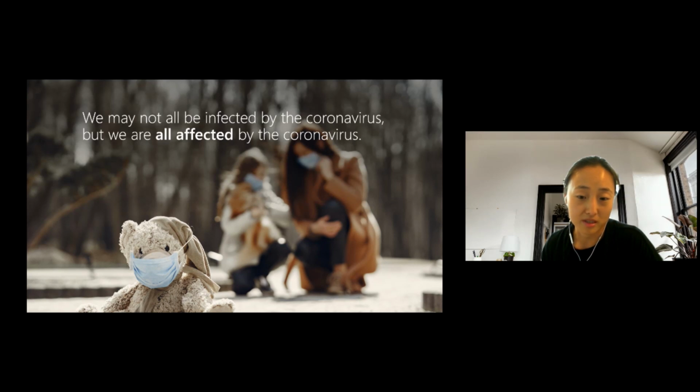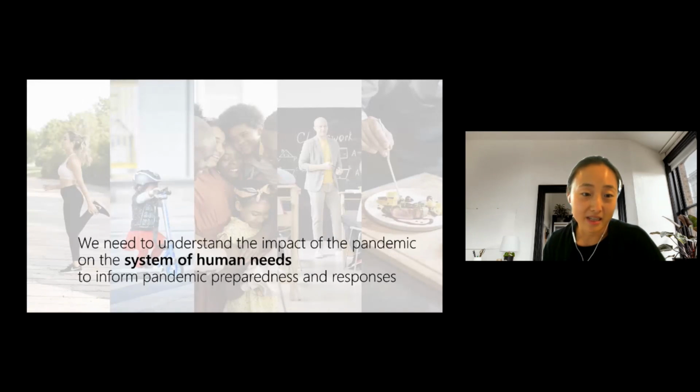pandemic-related policy decisions cannot be made on health information alone. Instead, we need to identify and understand the multi-level system of human needs and the impact of the pandemic and its associated policy decisions on these needs in order to inform how we can better respond to the pandemic and better prepare for future responses.